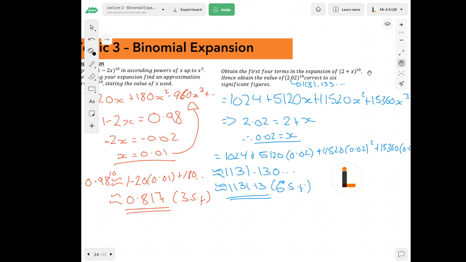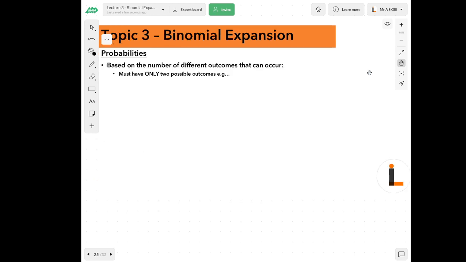Okay, so this is more or less all of the pure side of binomial expansion done. This is the type of question you'll be asked from the pure side. On the stats side, we have some probability, and we're just going to cover that very, very briefly.